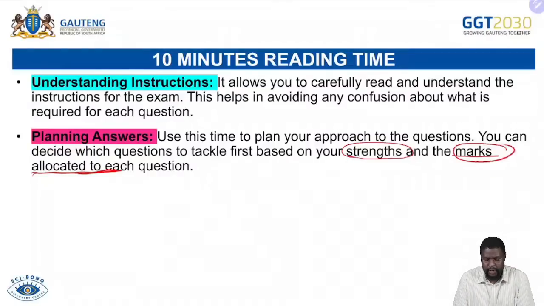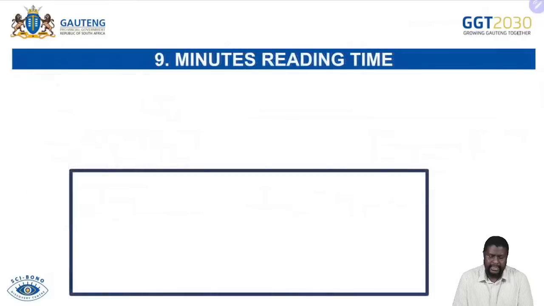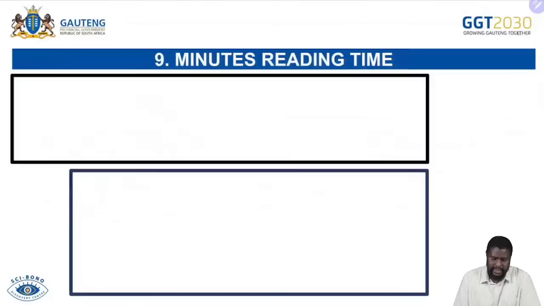Right, then reducing anxiety. Having a few minutes to read through the question paper can help reduce initial anxiety. You don't have to panic. When you panic, you make mistakes. So calm yourself down. You've got this. You've been doing this since the beginning of the year. You have seen the English literature paper, even just in your June exam. So this isn't the first time. So relax and do what you know, what you have been taught to do. Right, this is your 10 minutes reading time.